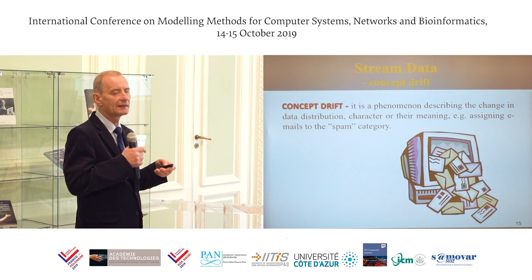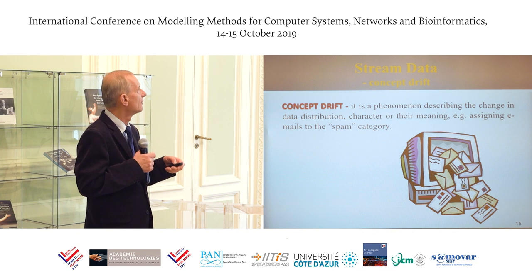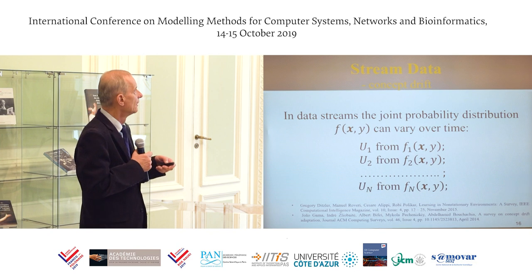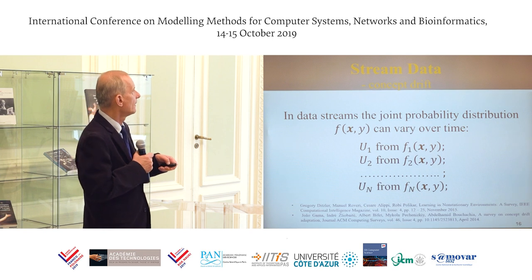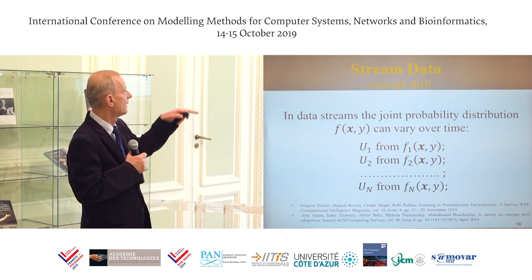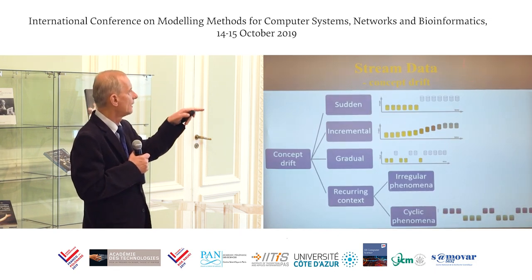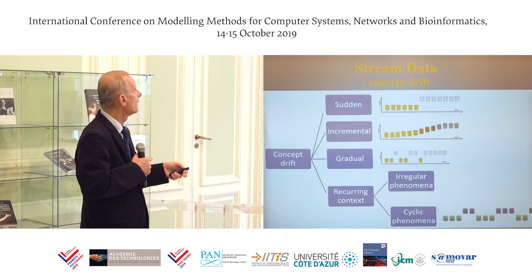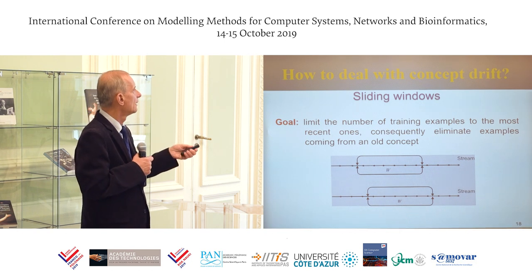So, this is terminology you may not be familiar with, which is called concept drift. It's a phenomenon describing the change in data distribution. In the literature, you see that the data, random variables, come from different probability densities, like you see. In the literature, there are different concept drifts: sudden, incremental, gradual, recurring, irregular, and so on.